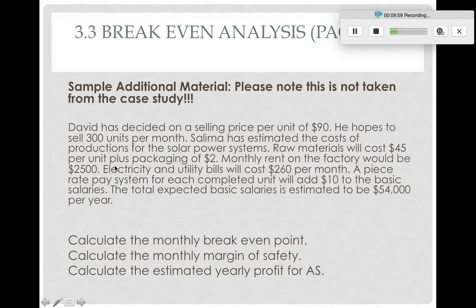So you have some information per month and some per year. It's important to be aware of because I'm now being asked to calculate the monthly break-even point and the monthly margin of safety, but then to calculate the estimated yearly profit. So some things will have to be divided by 12 to find the monthly value, and some things will have to be times by 12 to find the yearly value. Let's start with the break-even point. I'd like you to pause, take a piece of paper, and figure out your monthly break-even point with this information.